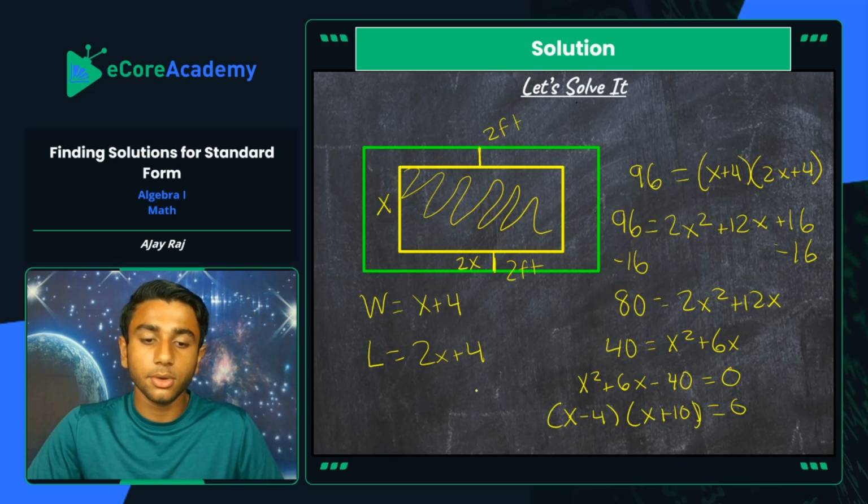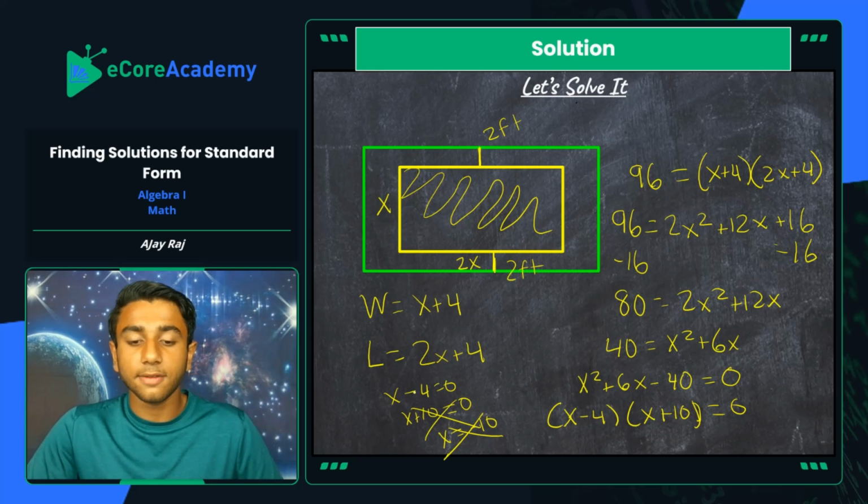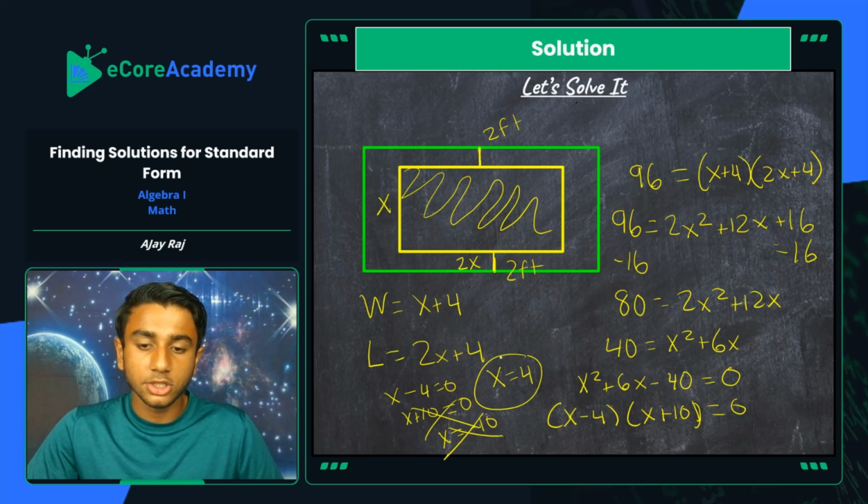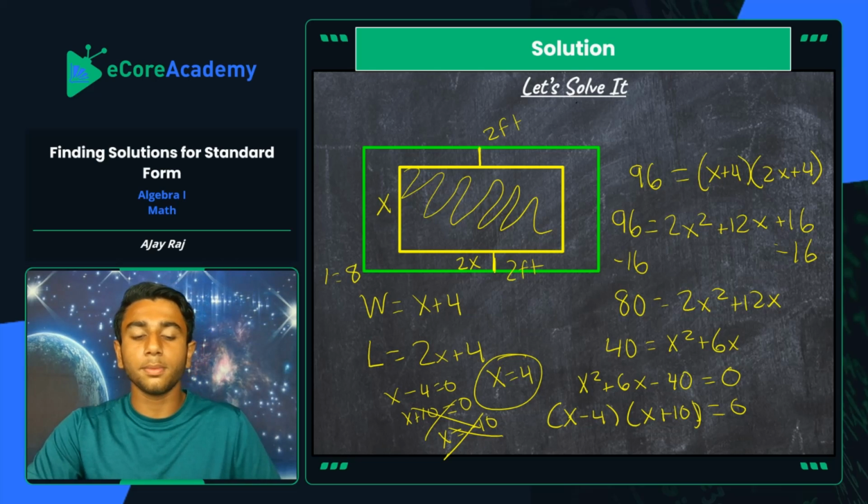We set them both equal to 0, and then we'll calculate which one's the actual solution. So x minus 4 equals 0 and x plus 10 equals 0. Right off the bat, since x plus 10 equals 0, x has to equal negative 10. You cannot have a negative distance. Therefore, this is not a solution. So the only thing that's left is x minus 4 equals 0, and we're left with x equals 4. So the dimensions are x equals 4, which is going to be our width, and our length, 2x, is going to be 8 because it's twice the width, 4. So the total area of the pool is essentially 32.